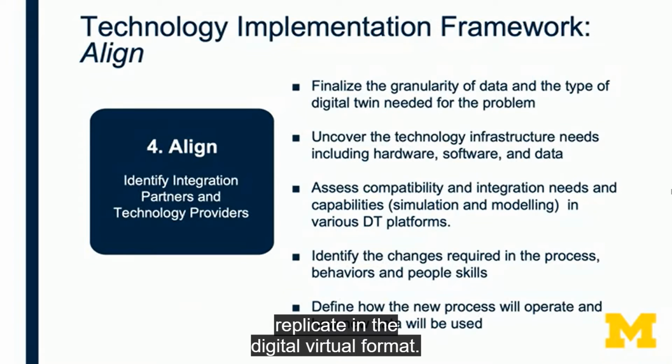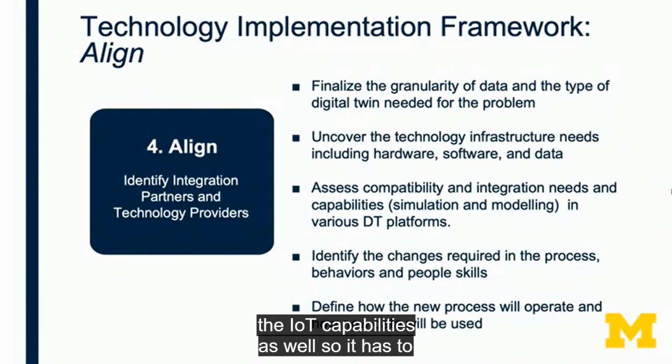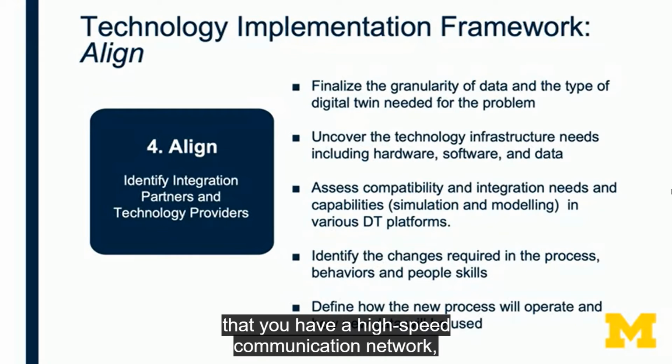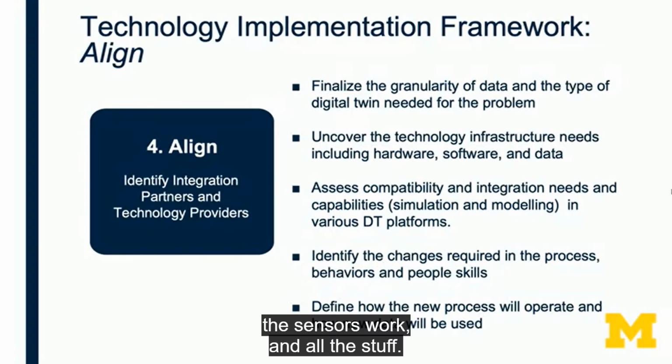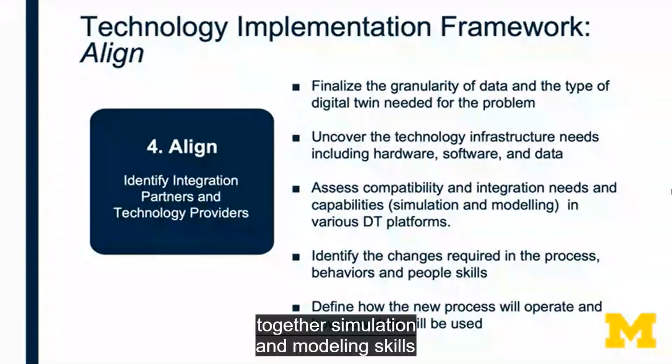Then you uncover all the technology infrastructure that is needed, right, including your hardware and software. Because remember, the digital twin concept rests on the IIoT capabilities as well. So it has to be taken for granted that you have a high-speed communication network, the sensors work, and all the rest. So it is important to have the infrastructure in place, and then assess the compatibility and the integration needs, right, in terms of when you bring together simulation and modeling skills that work with the sensor platforms that you have, to make sure that all these things are connecting.